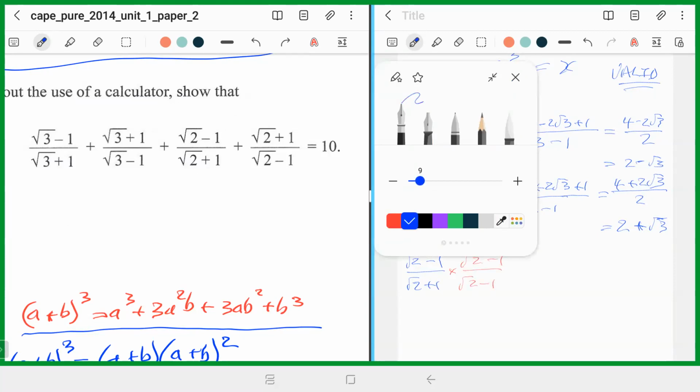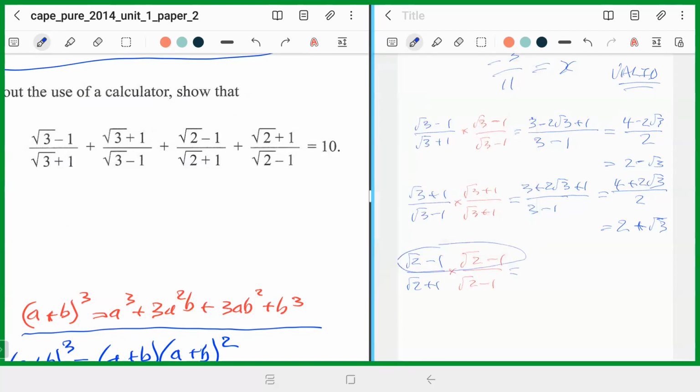Rationalize the denominator. The numerator again is a perfect square. First term squared is 2. Twice the product gives minus 2 root 2, plus 1, over 2 minus 1. 2 minus 1 is 1. So this actually works out to be 3 minus 2 root 2.